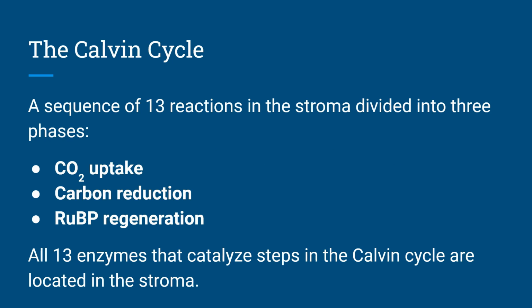The Calvin cycle is a major component of the carbon fixation reactions. It was discovered by Melvin Calvin, Andrew Benson, and others in the 1950s. And it consists of 13 reactions that occur in the stroma of the chloroplast. These reactions are divided into three main phases: CO2 uptake, carbon reduction, and RuBP regeneration. So we're going to examine each of these three main phases and what occurs in them.